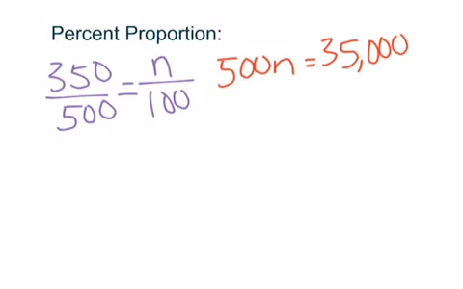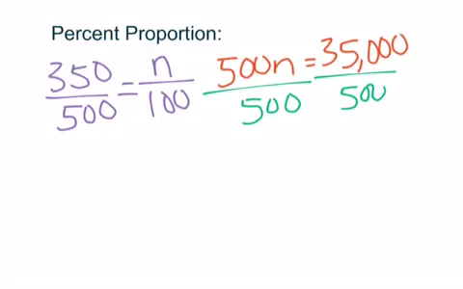We're going to divide by 500. I get 70. So n equals 70%. The great thing about the percent proportion is you're not moving that decimal place anywhere. If you're looking for the percent, then you're just going to put the percent sign on your answer.